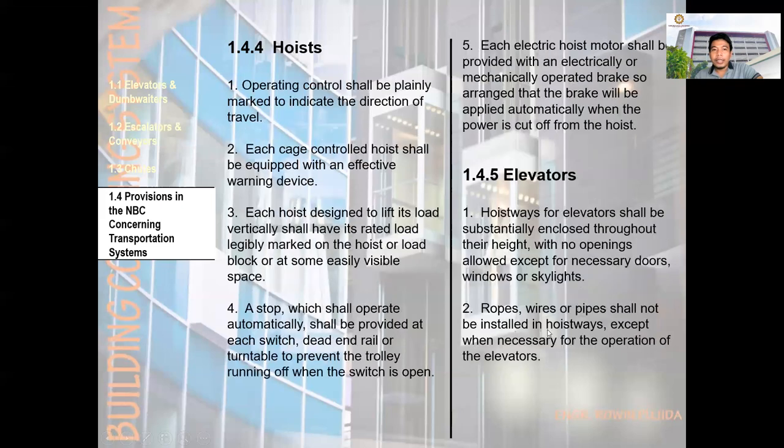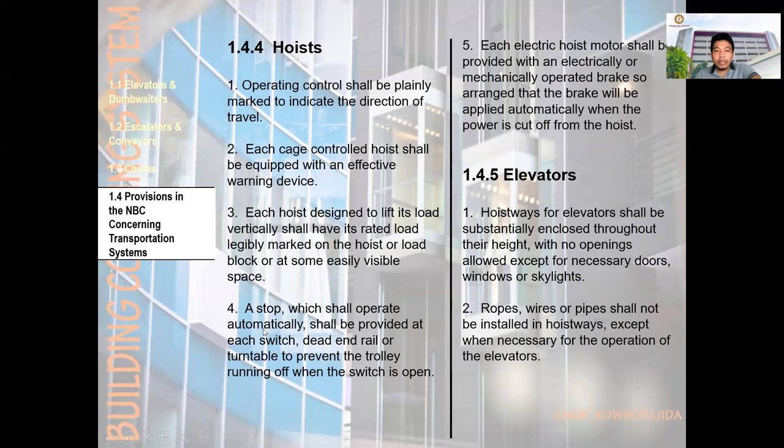Okay. Next, we have the hoist. So for the hoist, operating control shall be plainly marked to indicate the direction of travel. Also, each cage control hoist shall be equipped with an effective warning device. And then each hoist designed to lift its load vertically shall have its rated load legibly marked on the hoist or load blocks or at some easily visible space.